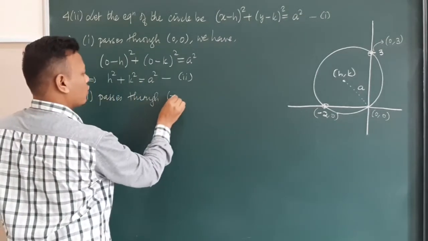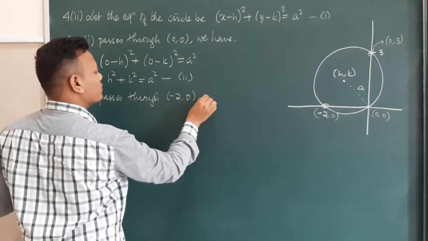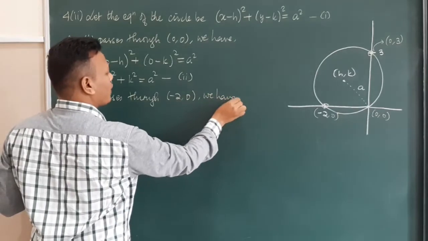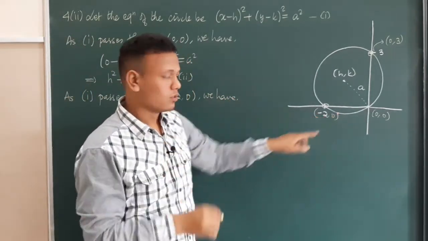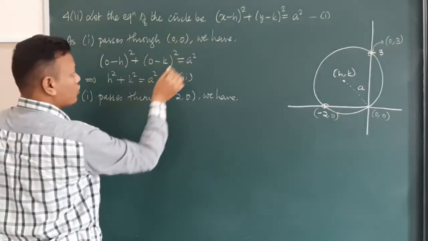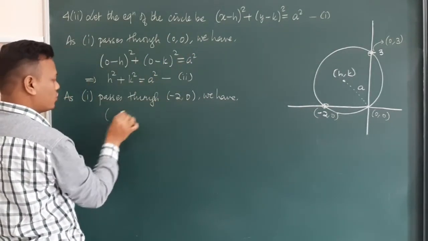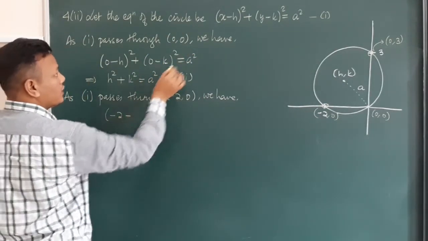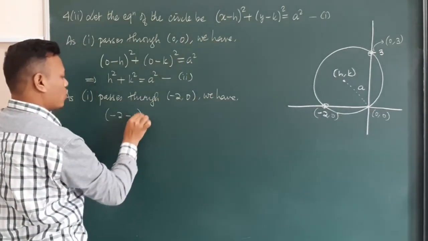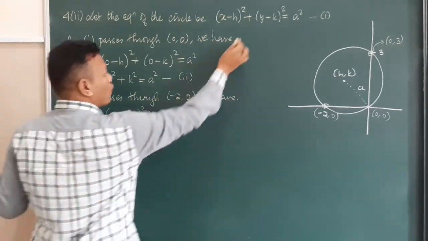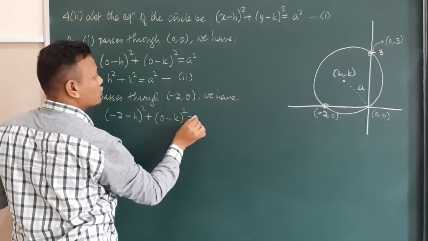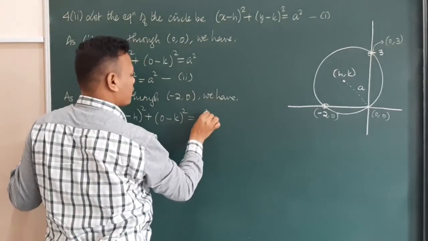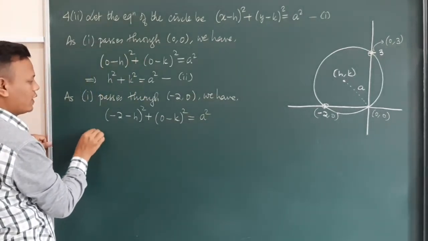Yes, so we have, now instead of x I'm writing minus 2 and instead of y I'm writing 0. So let's see what we get from there. So we have x is minus 2, so minus 2 minus h whole square plus y is 0, so 0 minus k whole square equals a square. Right? So from here we arrive at what?